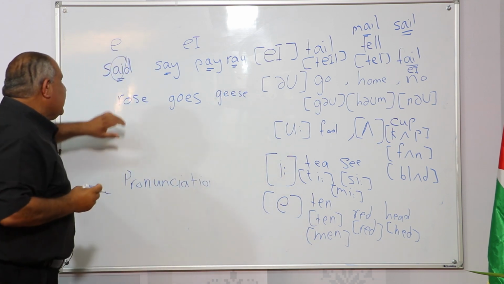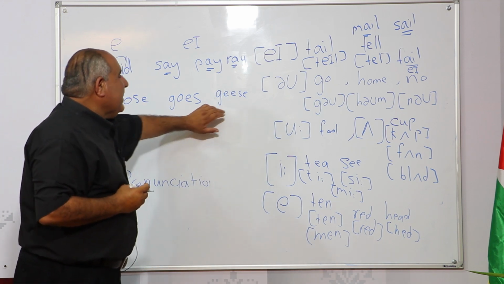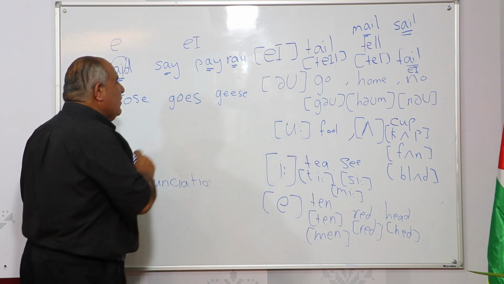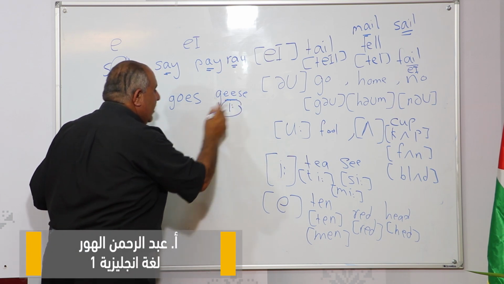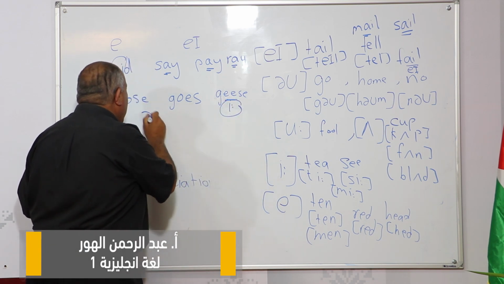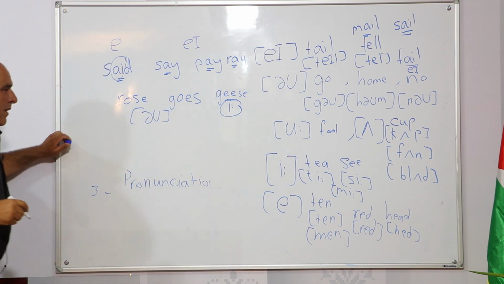Now, this is rose, goes, geese. This is the one which is odd. This sound is E, but these two are O sounds. That's it.